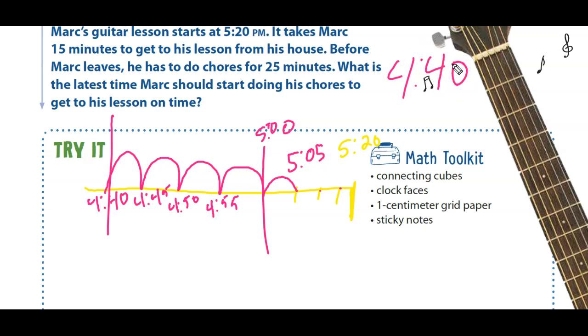4:40. If he starts later, he's going to get to his lesson late. If he starts any time earlier than this, then he'll get to his lesson early. I would actually start earlier just in case, depending on what the traffic is.